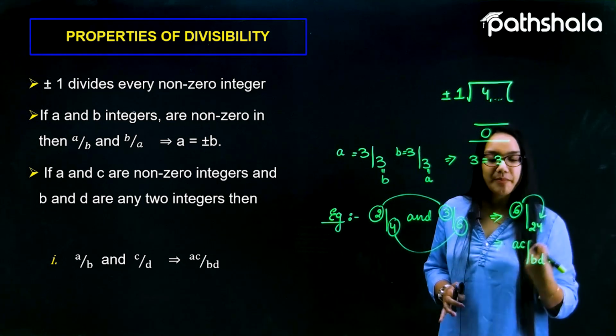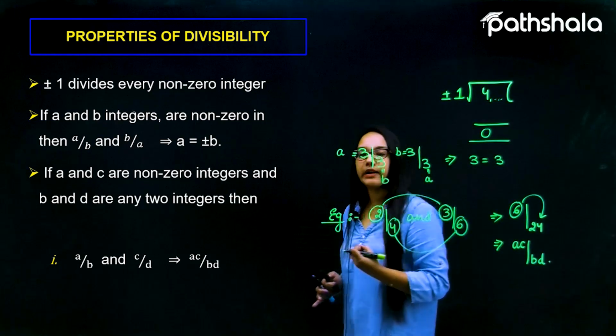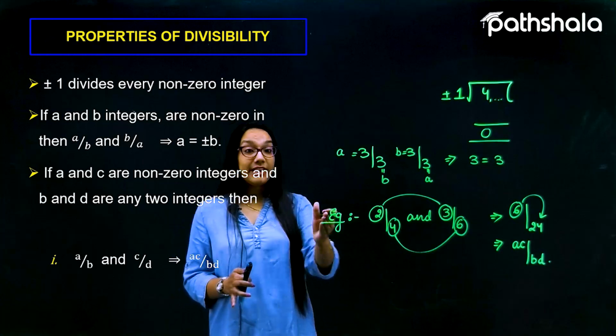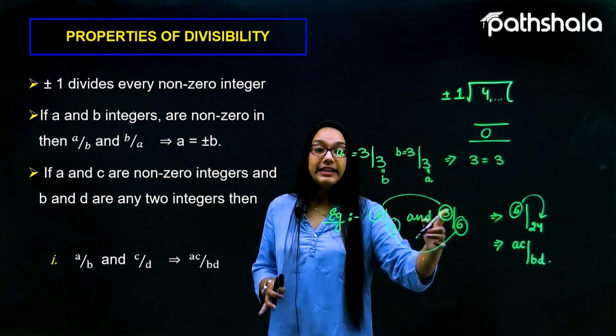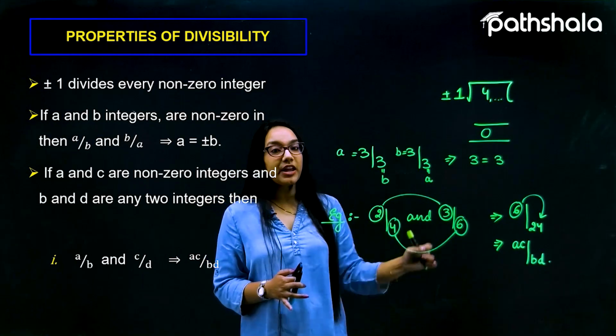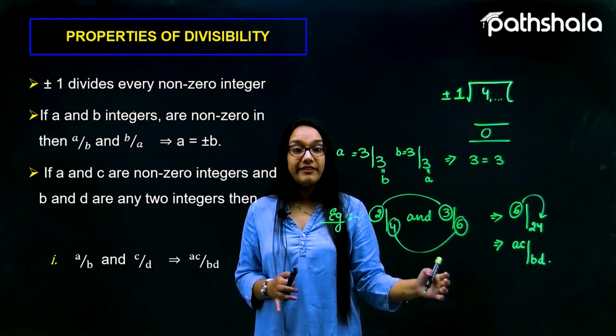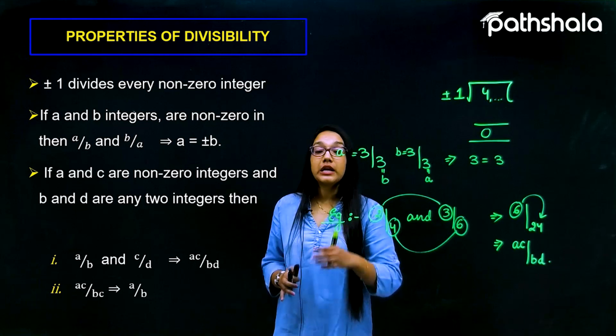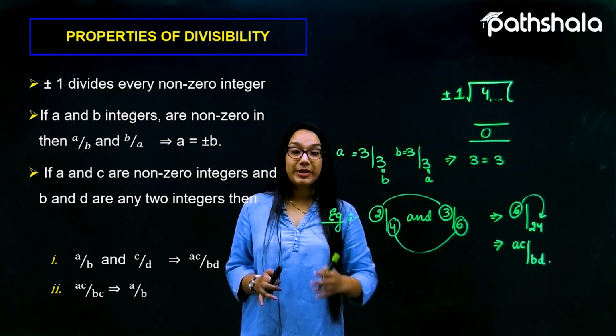So this is a very important concept. Always remember this fact that whenever we have any particular A, B, C, D in which A divides B and C divides D, then their multiplication, that is AC, will definitely divide BD. So let's move further toward the second point which says that AC divides BC.